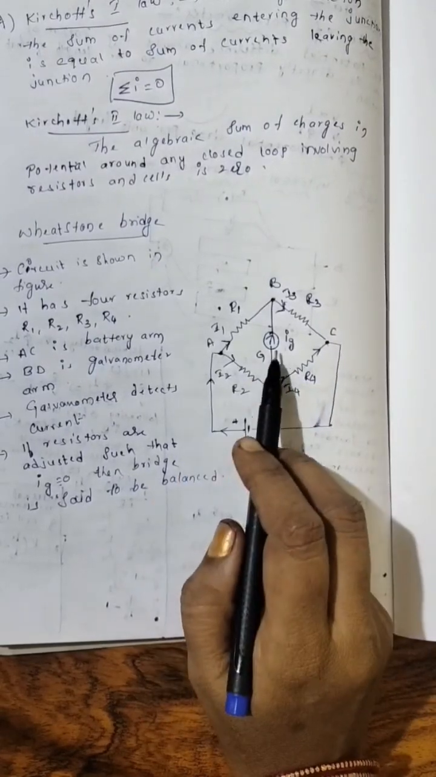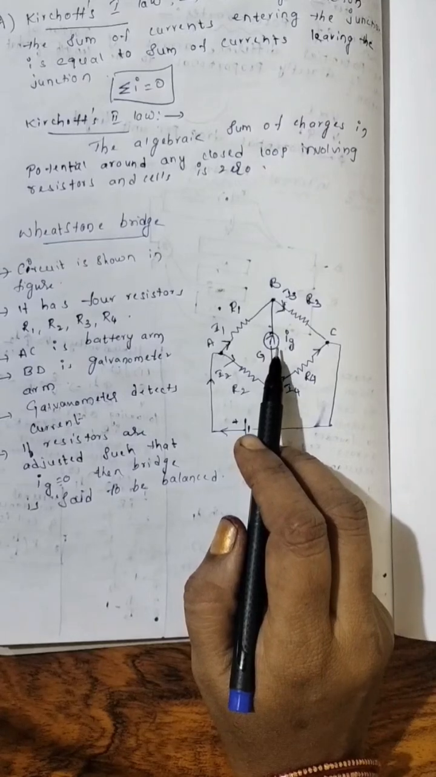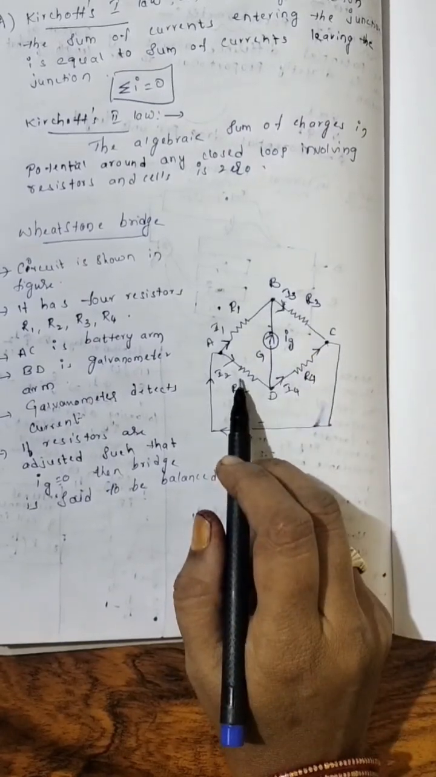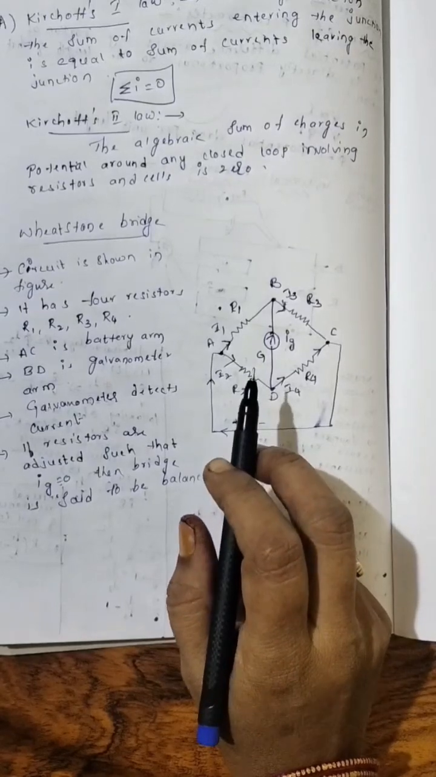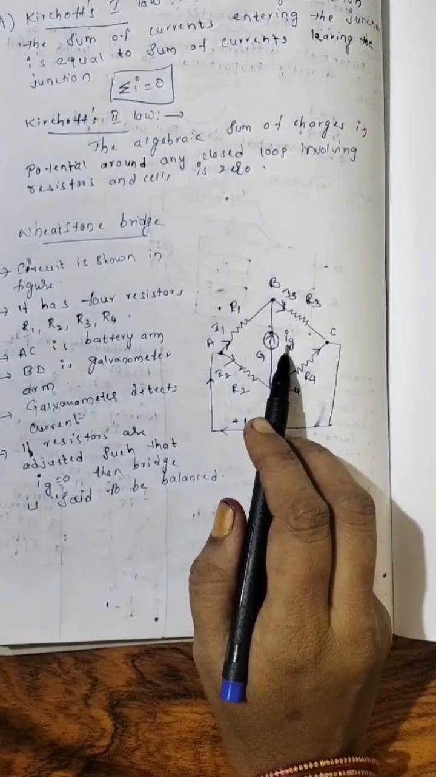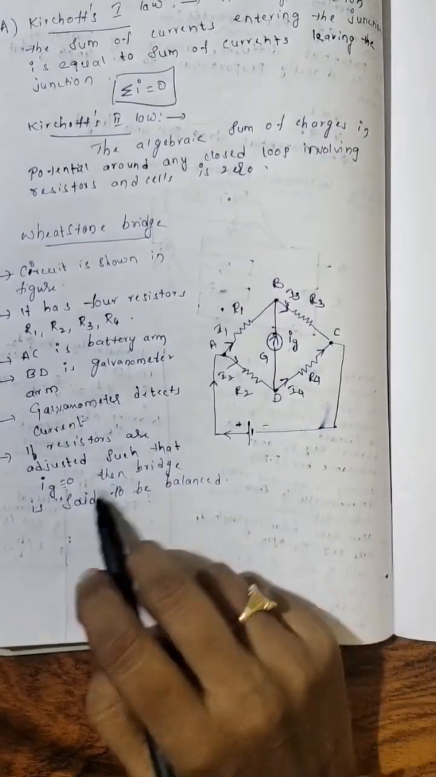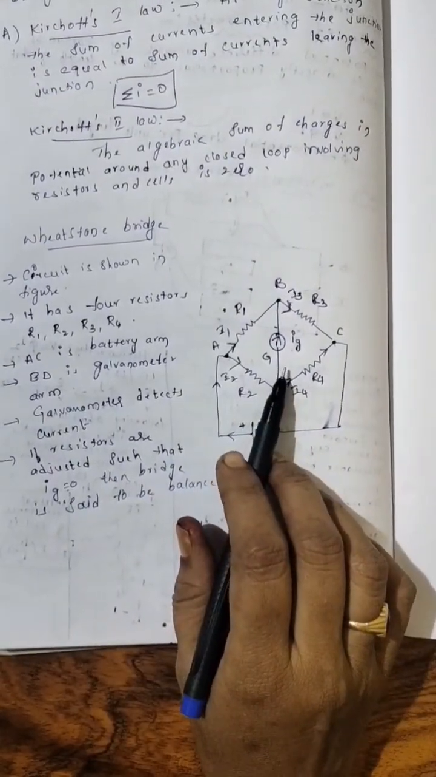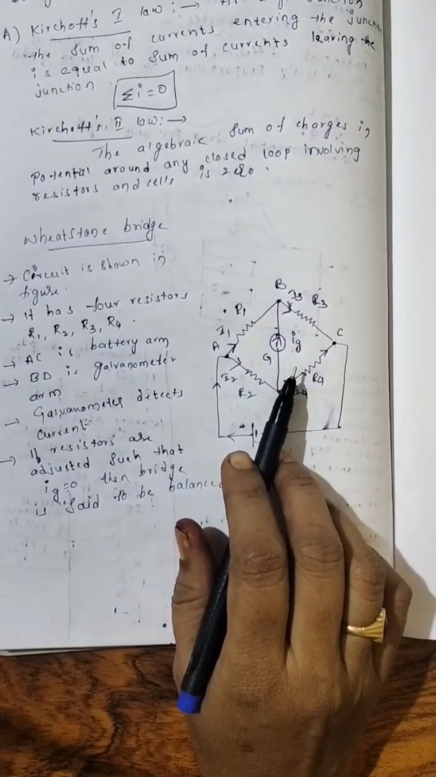Now the galvanometer is used to detect the current. If these 4 resistors are adjusted in such a way that the current passing through the galvanometer is 0, that is Ig equal to 0, then we say that the Wheatstone bridge is balanced.